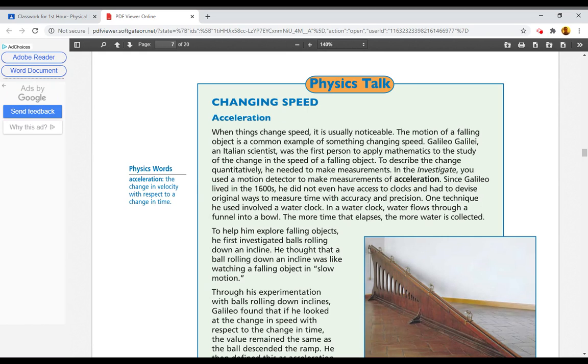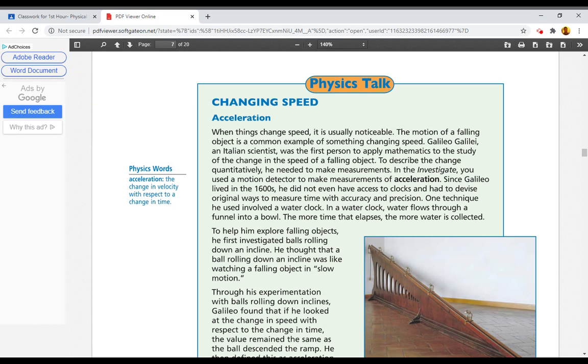Galileo Galilei, an Italian scientist, was the first person to apply mathematics to the study of the change in the speed of a falling object. To describe the change quantitatively, he needed to make measurements. In the Investigate, you used a motion detector to make measurements of acceleration.